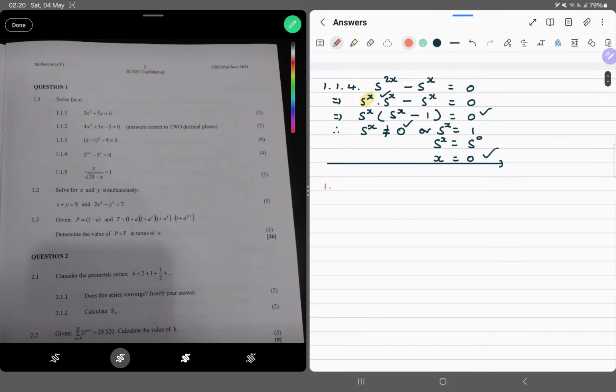Okay, let's go to 1.5. We've got x divided by the square root of 20 minus x is equal to 1. Okay, this implies that we've got x over the square root of 20 minus x is equal to 1 over 1. Then we cross multiply.